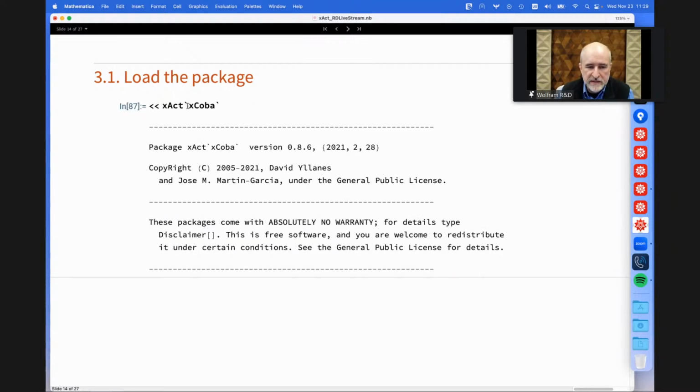So we load the new package, xCoVaLent. It realized that xTensor and other packages are already loaded, so it didn't reload them. If they weren't, it would have loaded them.